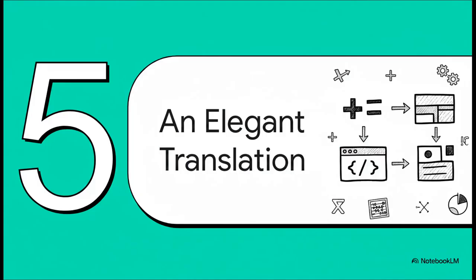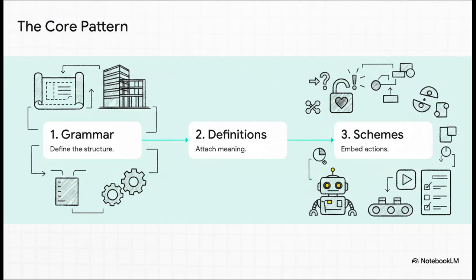So let's just take a breath and put this all together. What we've really been looking at is this incredibly elegant and systematic way to translate, well, any language that has a structure. It could be simple math, or it could be an entire programming language. And it all boils down to this simple three-step pattern. First, you define the structure. That's your grammar. Second, you attach meaning to that structure. Those are your definitions. And third, you embed the actions right inside. That's your scheme. That's it.